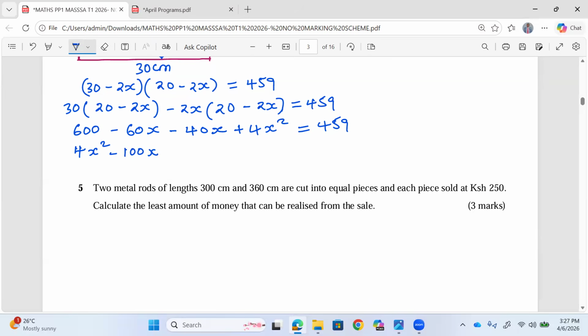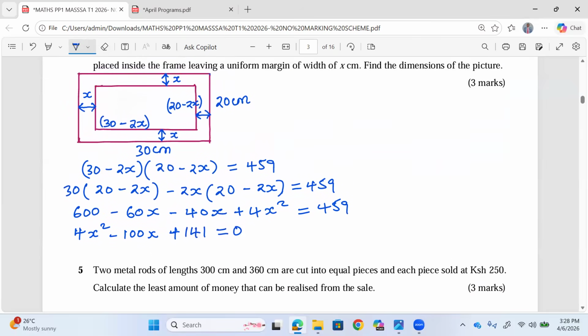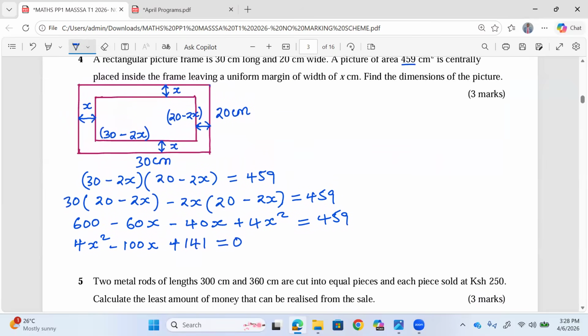Then we are already having 600, and 459 should be negative now on this side. So we get positive. It's 600 minus 459, so positive 141 equals 0. So we have our quadratic equation. This quadratic equation can be solved. And remember, there are very many methods of solving.